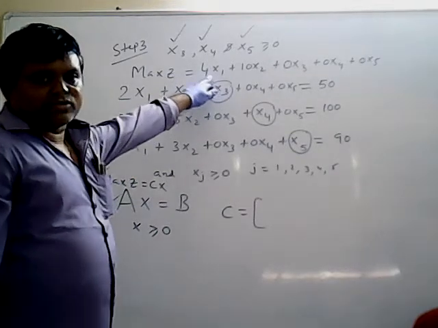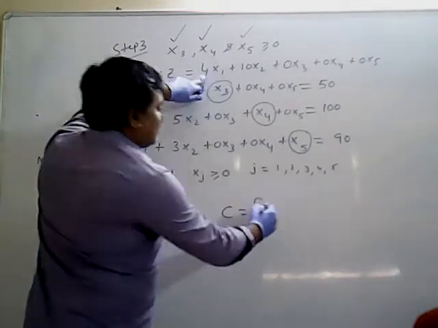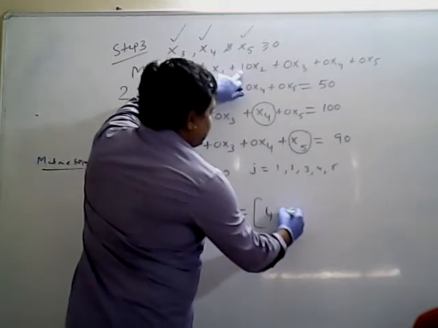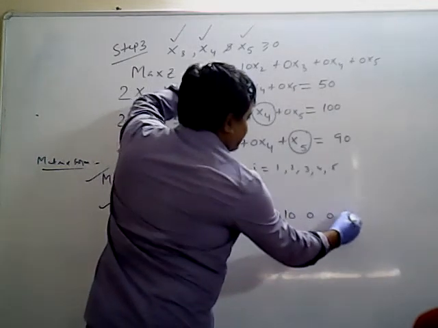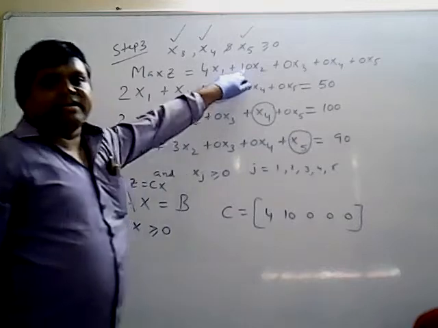C is the row matrix. Row matrix means coefficient values. What are the coefficient values? 4. Next value is 10, 0, 0, 0. So C is the row matrix I got.